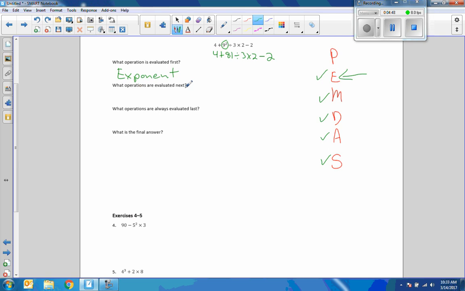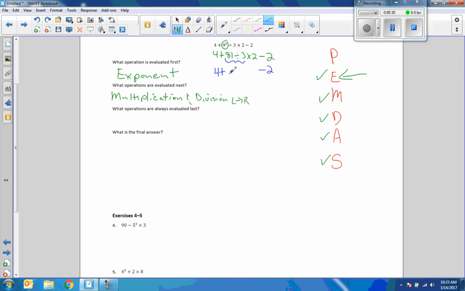What operations are evaluated next? Multiplication and division. And remember, left to right. Okay, so let's do that. Multiplication and division. There's a plus sign. There's a division sign. There's a multiplication sign. There's a minus sign. The minus 2 is not going to get touched right now. The 4 plus is not going to get touched right now. We are going to do this from left to right. One step at a time, left to right, division, multiplication.